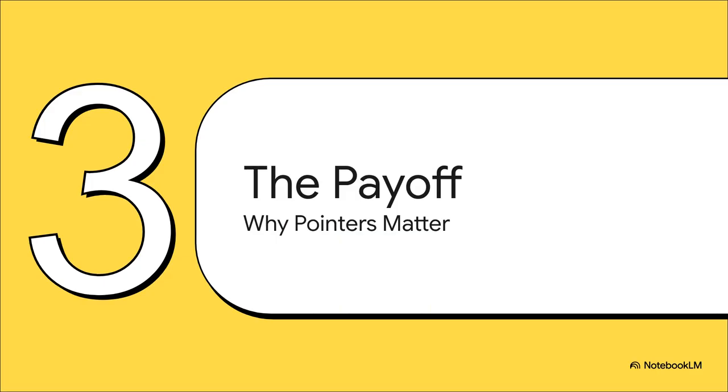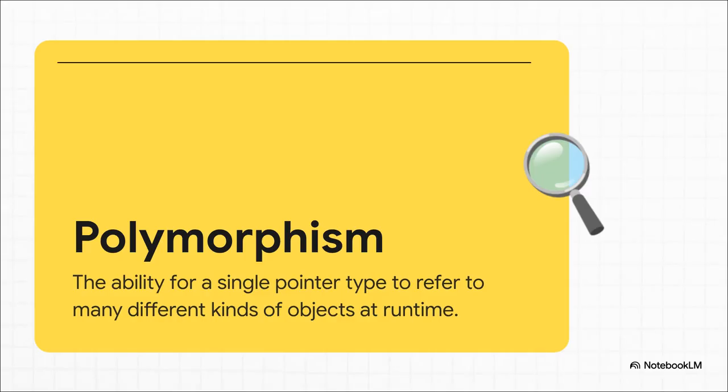Okay, so you're probably thinking, with all this risk, memory leaks, manual everything, why on earth would anyone choose this? Why bother with these explicit pointers? Well, because with great risk comes great reward, and pointers unlock the payoff, one of the most powerful, most dynamic features in all of object-oriented programming. And that payoff has a name, polymorphism.